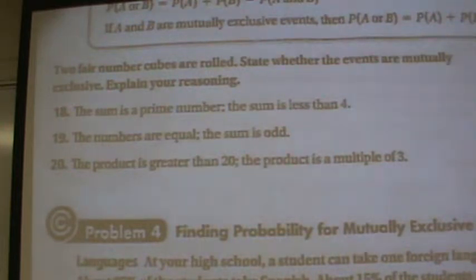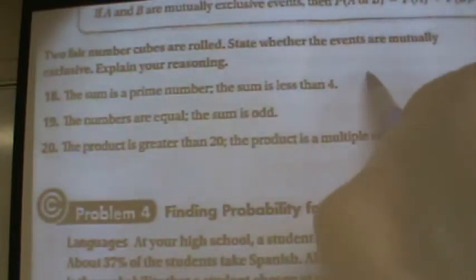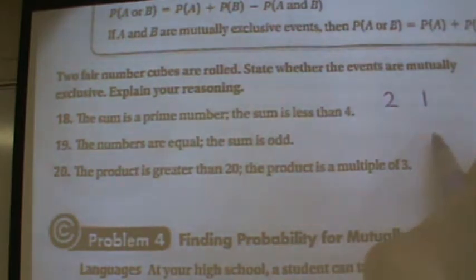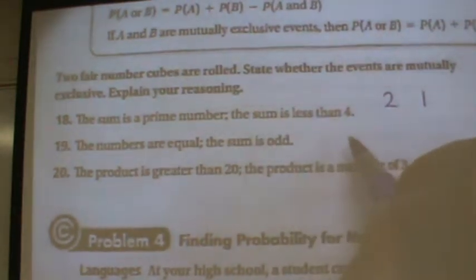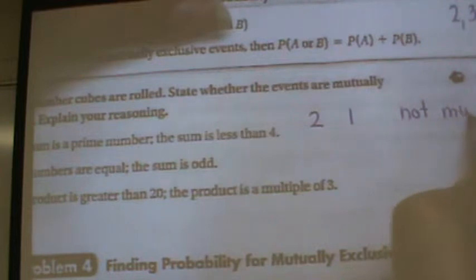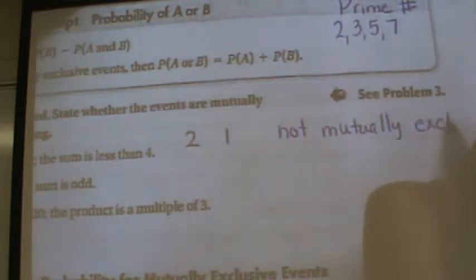Can someone give me an example? 1 and 2 to make 3. 2 and 1? Yep. 2 and 1, that gives you 3, and that is less than 4. So we say this one is not mutually exclusive, because you can do it. You can do that one.